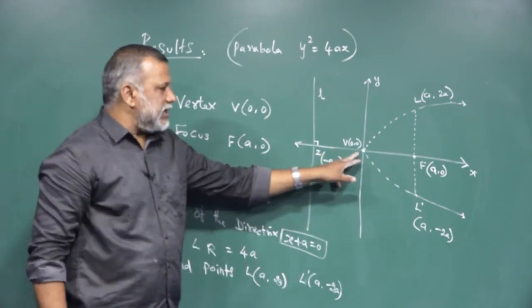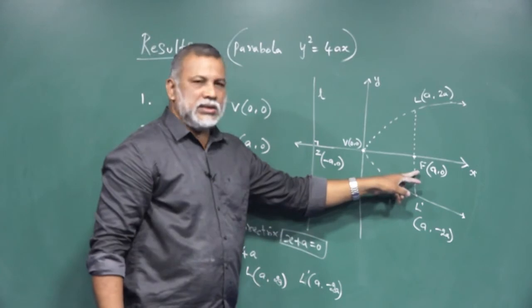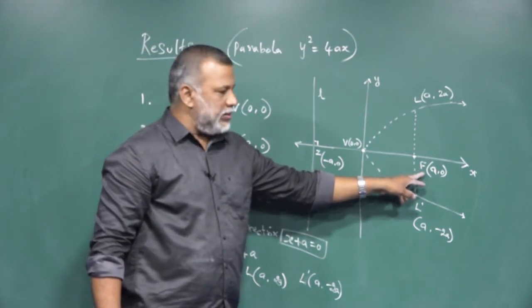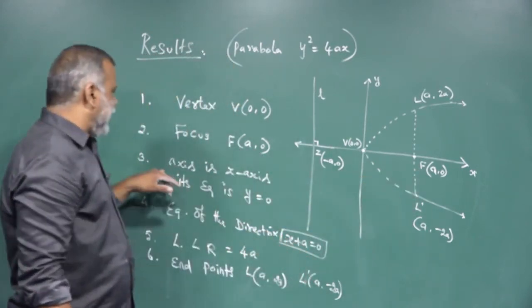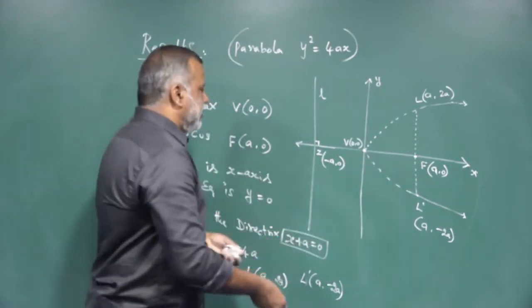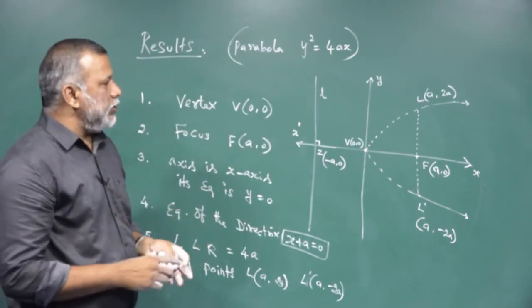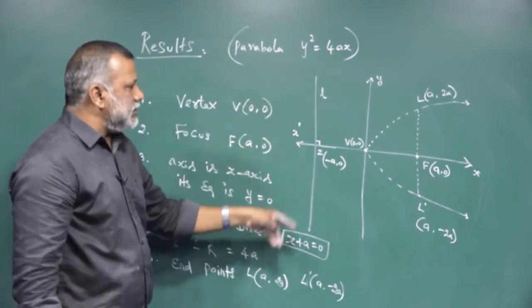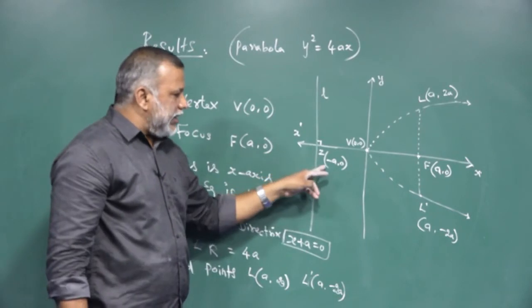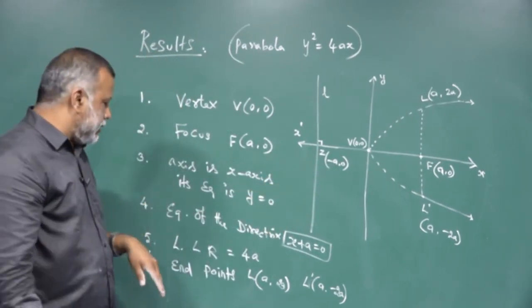The number 1 is vertex 0 comma 0. Number 2 is focus. Focus already standard 1 a comma 0. Number 3 is axis of the parabola. Here x-axis is the axis of the parabola. Its equation y equal to 0. Then directrix. This is the directrix line. This line is x equal to minus a. Then its equation x plus a equal to 0.